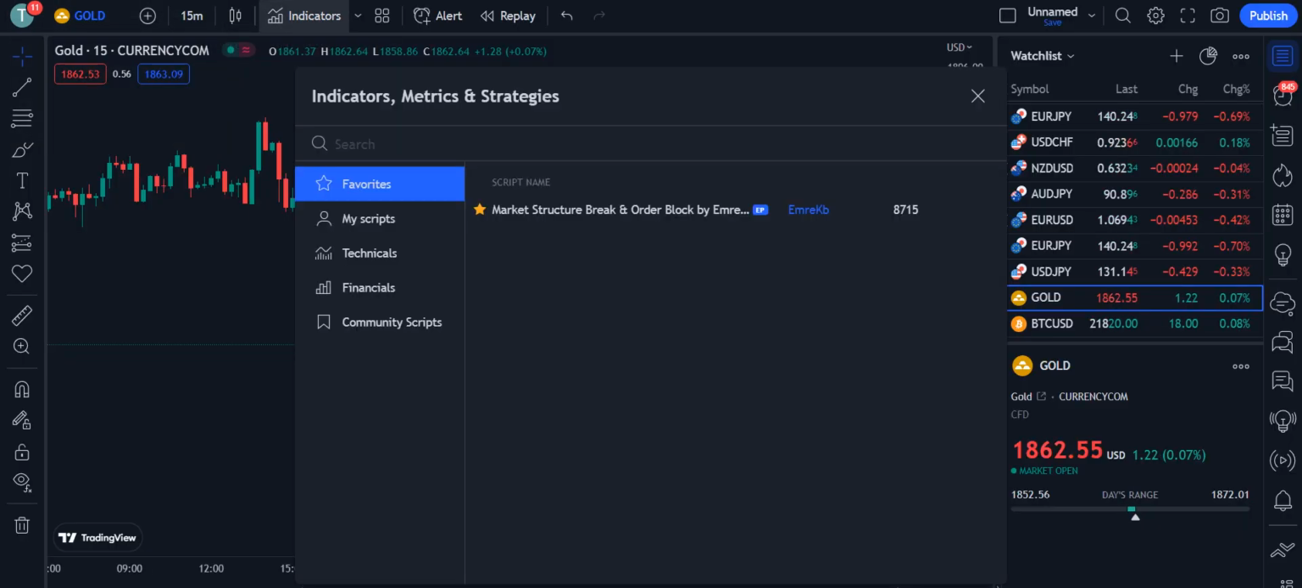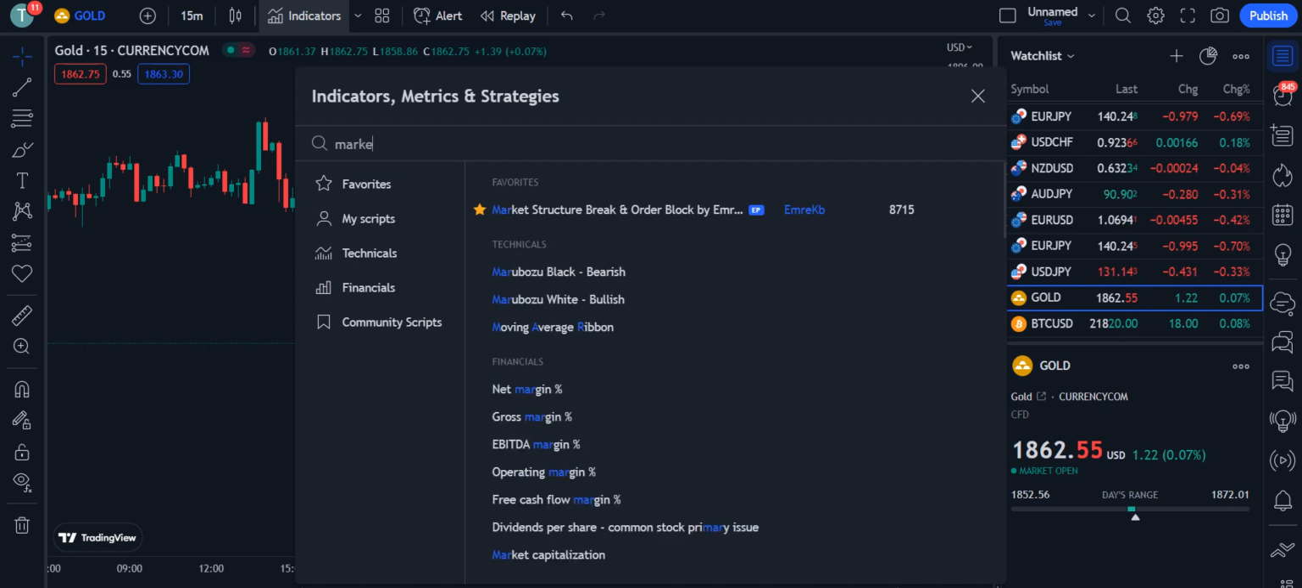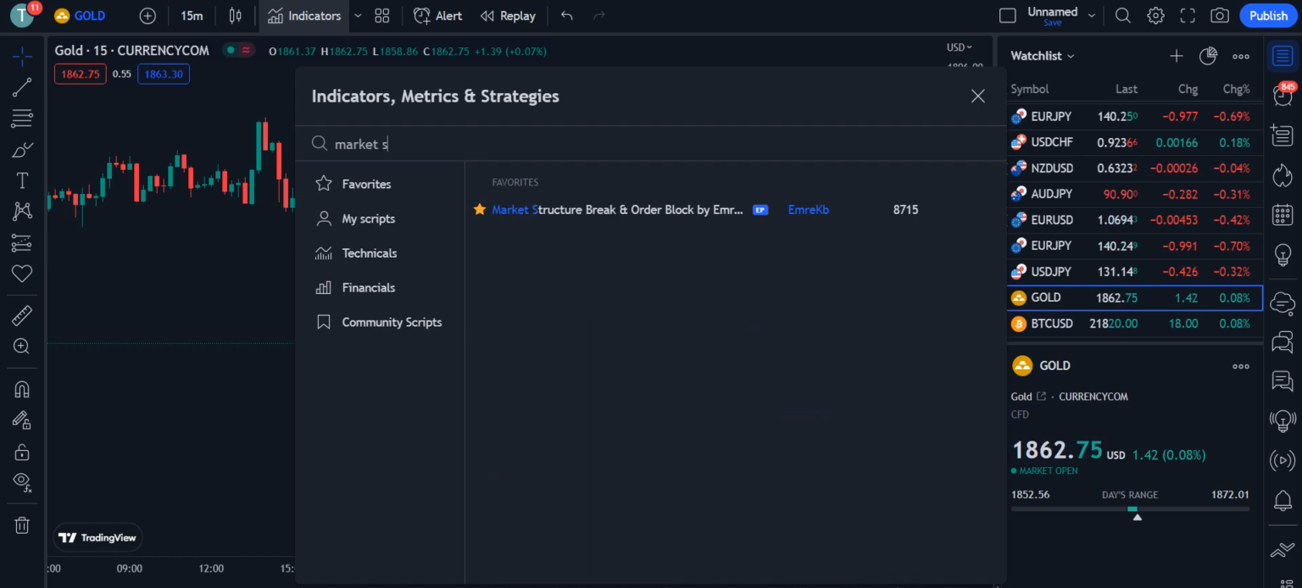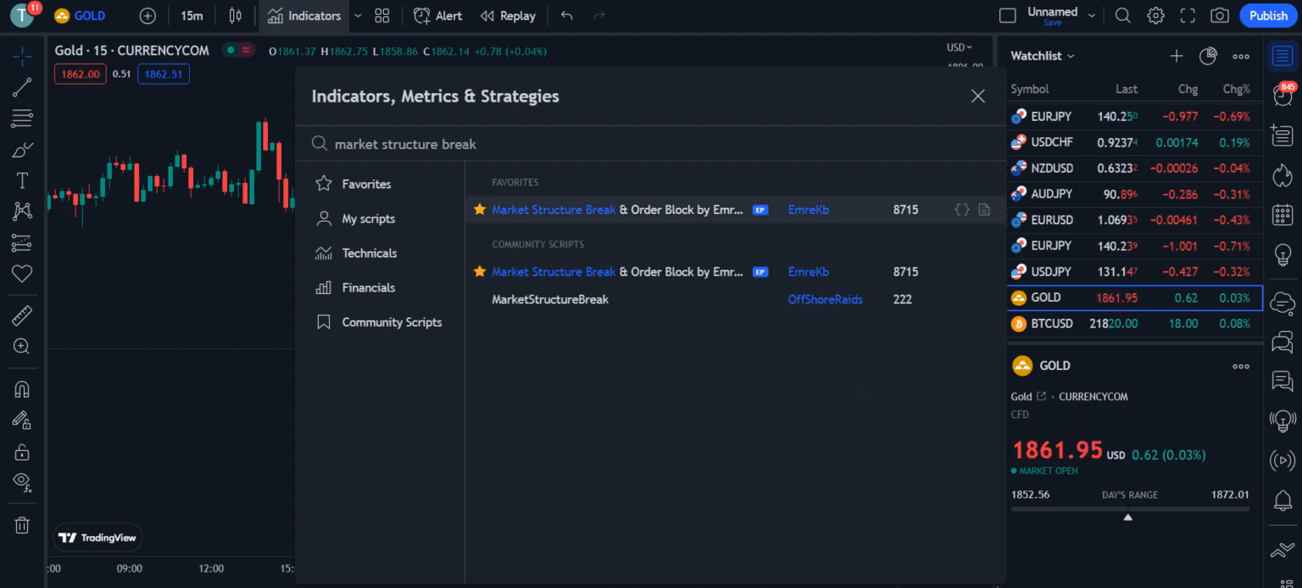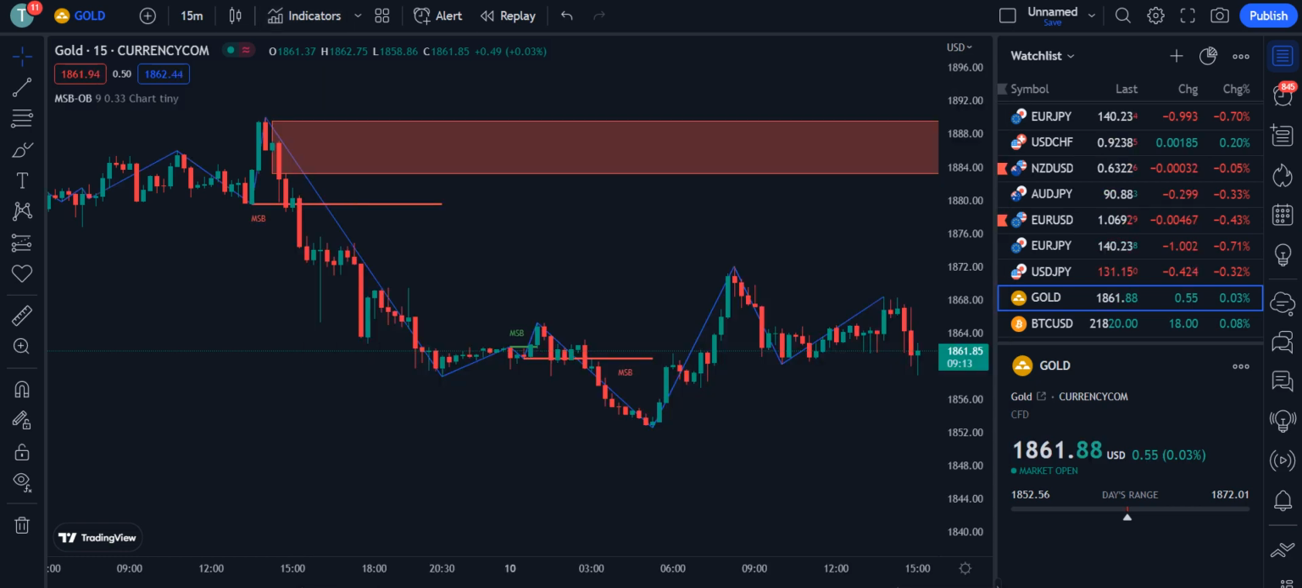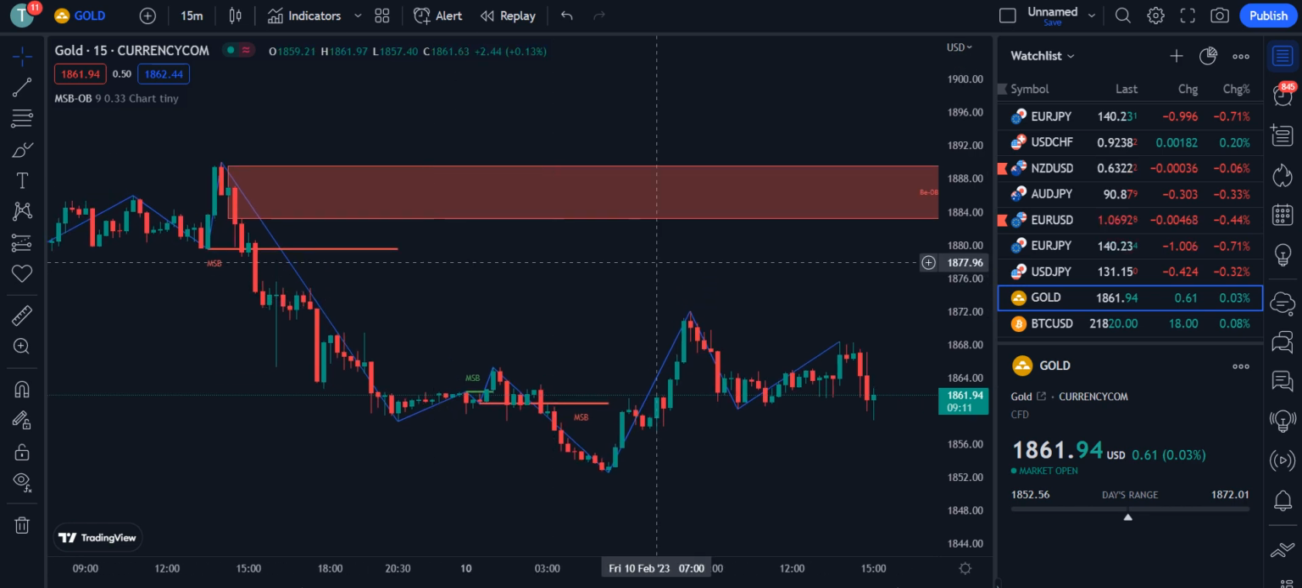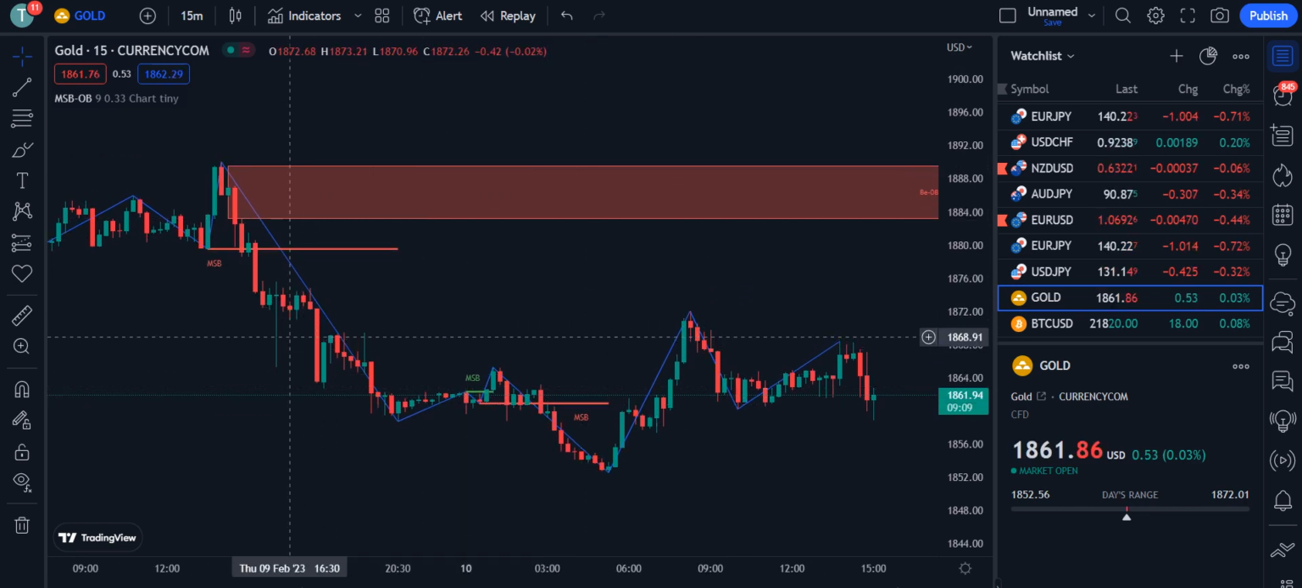Let's move towards the strategy. Here we have one indicator, that is Market Structure Break and Order Block by Emre KB. 8,715 traders are using this indicator. You have to click on it, and it will be applied on your chart.